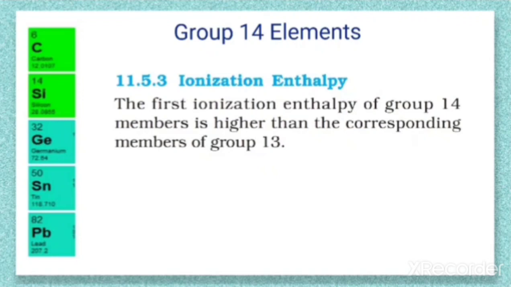Next, about ionization enthalpy. The first ionization enthalpy of group 14 members is higher than that of the corresponding members of group 13. So when we compare the first ionization enthalpy, the group 14 members have slightly higher values than the corresponding members of group 13. Because of this, they usually form covalent bonds.